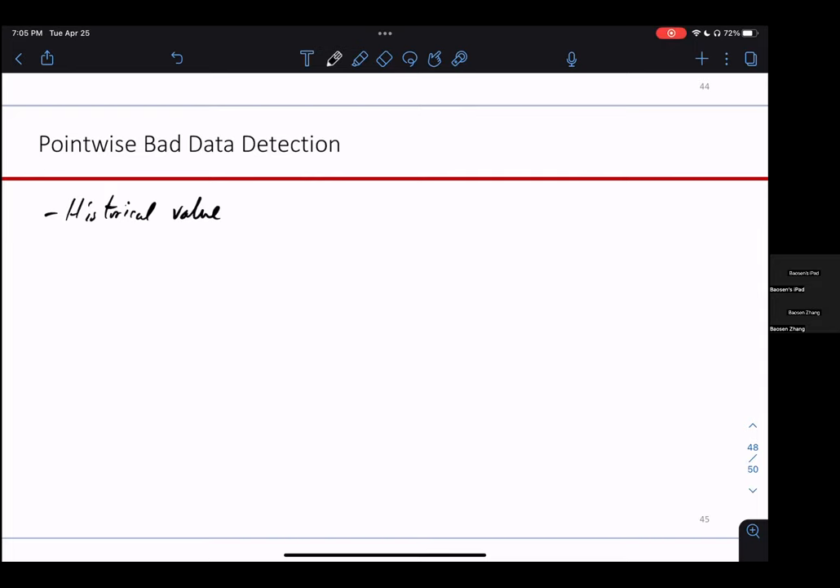There's another way to do it. It actually relates to the previous homework you did, to detect which one is wrong. So another way to do it is actually using the L1 norm.